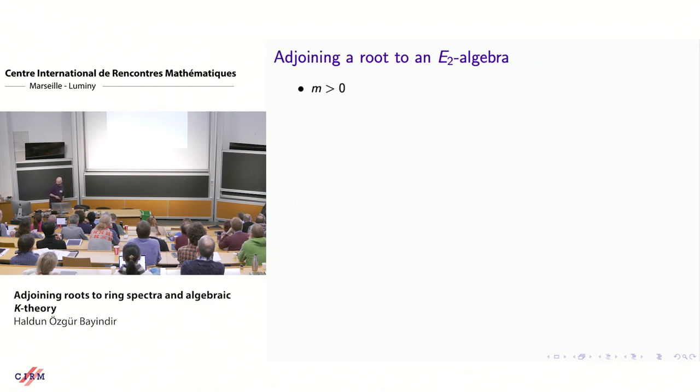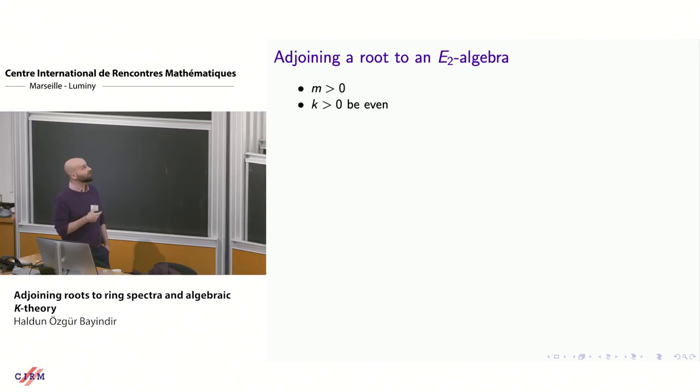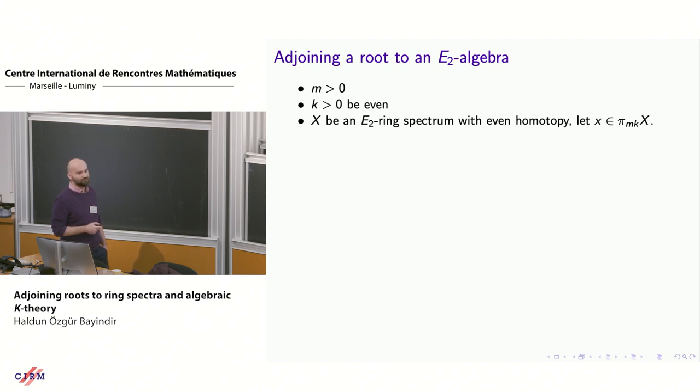Okay, so I'll now talk about this construction for adjoining roots to ring spectra. It has a quite simple description, actually. So whenever I adjoin a root, I will make these assumptions. n will be larger than 0, and we will be adjoining an mth root. k will be an even positive integer. It has to be even because we can only adjoin roots to classes in even degrees. So I'll assume that X is an E2 ring spectrum with even homotopy and a chosen class x in degree mk, and this is the class that we're going to adjoin an mth root to. So the root will lie in degree k.